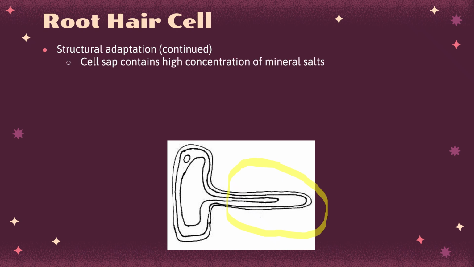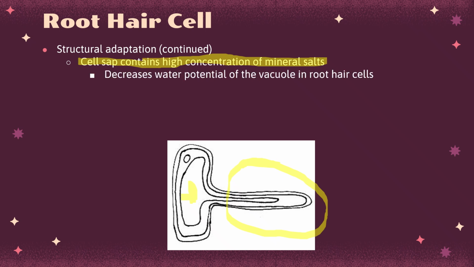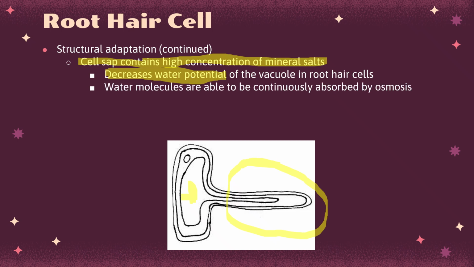The second adaptation is that the cell sap, which is in the vacuole, contains a high concentration of mineral salts. This mineral salt will decrease water potential. You will learn more in chapter 2. And because the water potential decreases, water molecules can continuously enter the cell by osmosis. Okay, so this is the second adaptation.